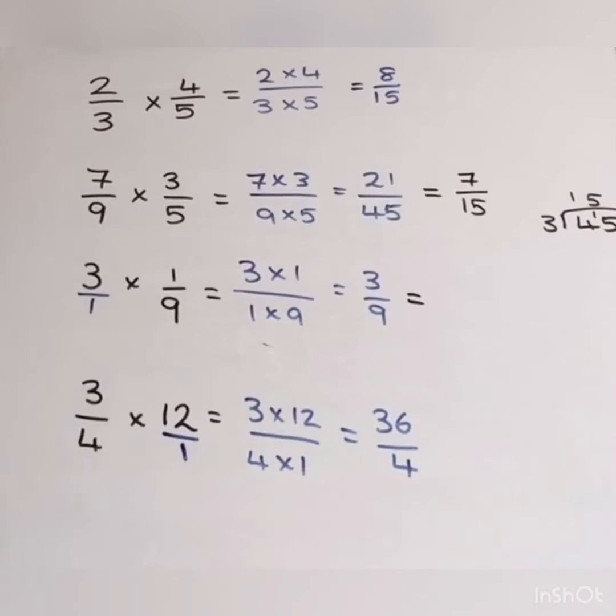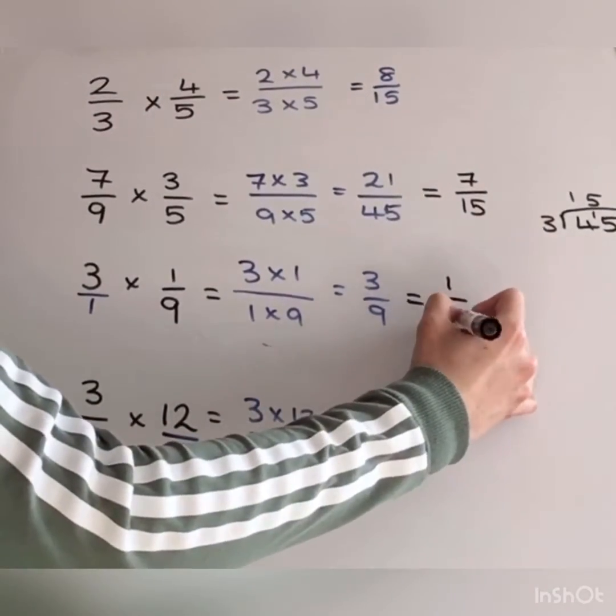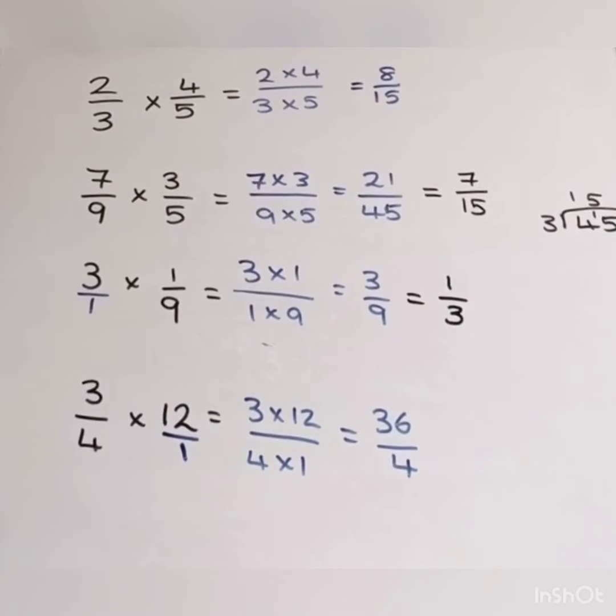So with this fraction again, I can see that I could divide the numerator and the denominator by 3. So 3 divided by 3 is 1, 9 divided by 3 is 3. So 3/9 in its simplest form is 1/3.